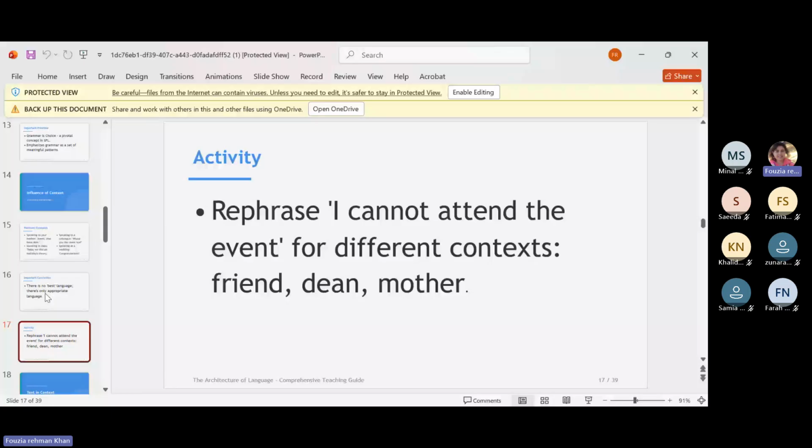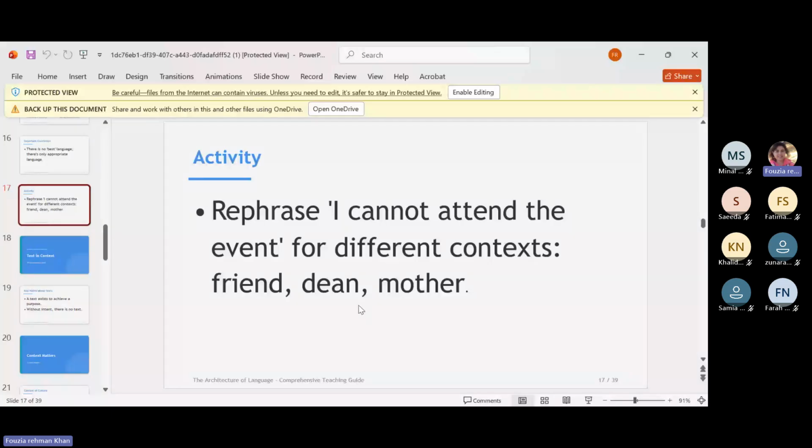For instance, you're telling your mother that you are not attending someone's wedding, or telling your dean that you are not attending maybe the seminar or the conference, and to a friend you are saying you are not going out, or not attending anything that you planned together. So you can replace event here according to the context, and we are not changing a lot of things in the context, but here we are just changing the interlocutor. So just take 2 minutes and think of how you rephrase this simple sentence, I cannot attend the event, for your friend, dean, and mother. We just want to see that similar language can vary when the context is changed.